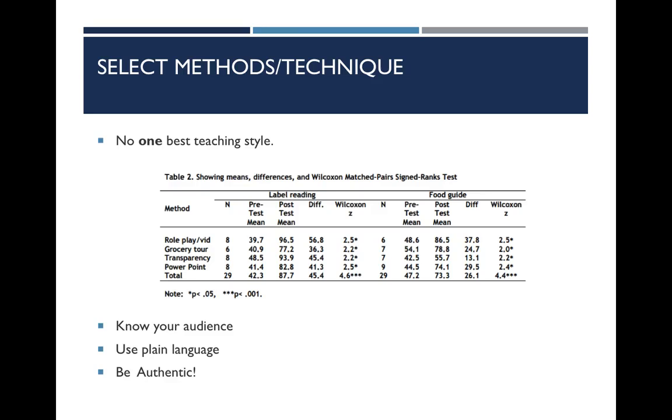This was a really interesting study that showed there was no one best teaching style, and in fact, all of these provided statistically significant improvements in the pre-post test. This particular study had a group of people who participated in various activities and modalities of learning, such as role playing, doing a grocery store tour, having a PowerPoint presentation, and then the combination of all of them. They looked at 2 outcomes: improving their knowledge about label reading and improving their knowledge about a food guide.